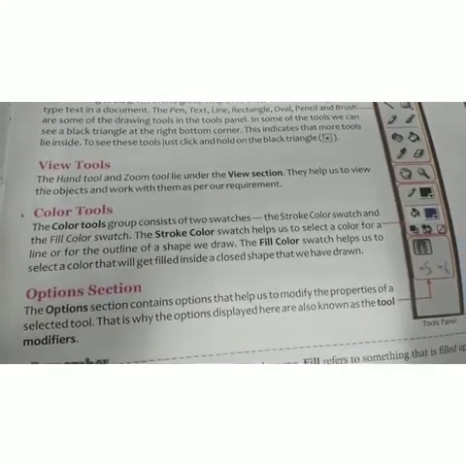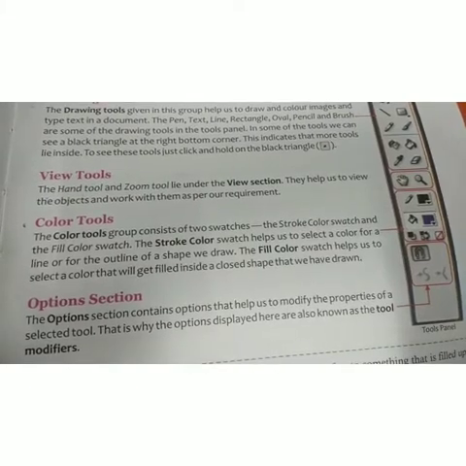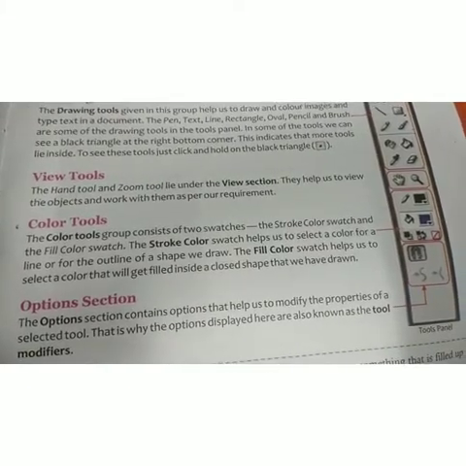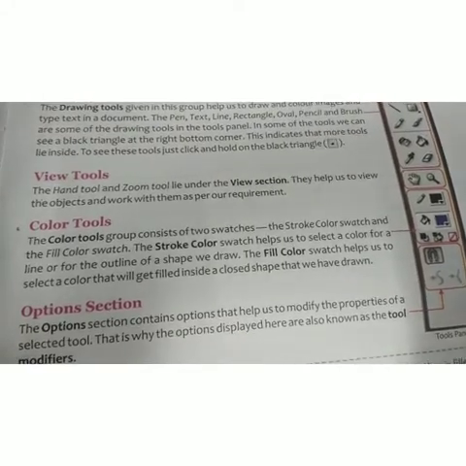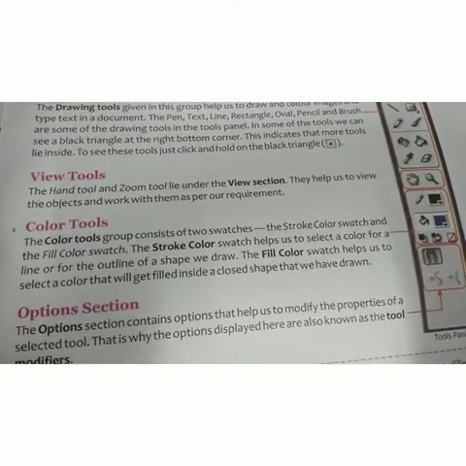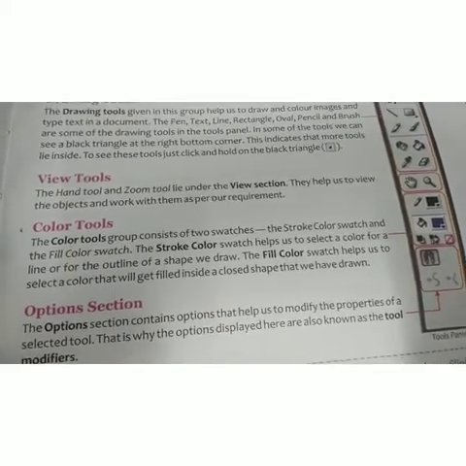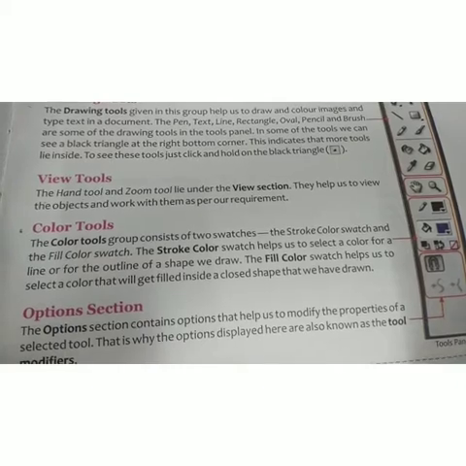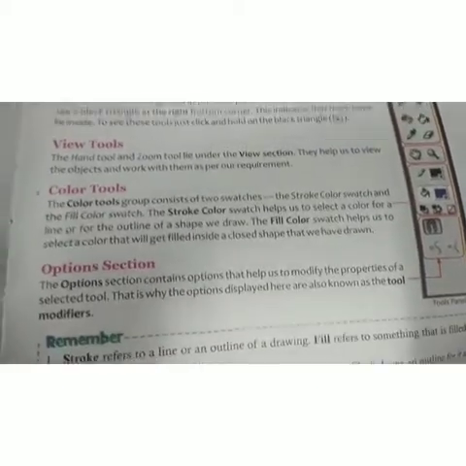Now student, color tools. The color tools group consists of 2 swatches, the stroke color swatch and the fill color swatch. The stroke color swatch helps us to select a color for a line or for the outline of a shape we draw. The fill color swatch helps us to select a color that will get filled inside a closed shape that we have drawn. Next, option section.